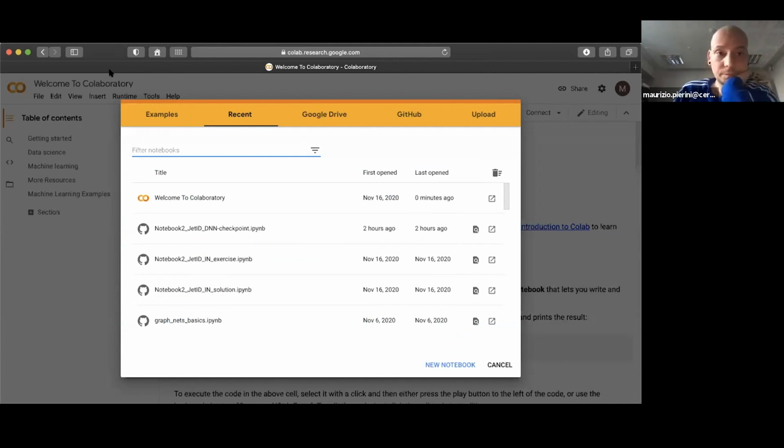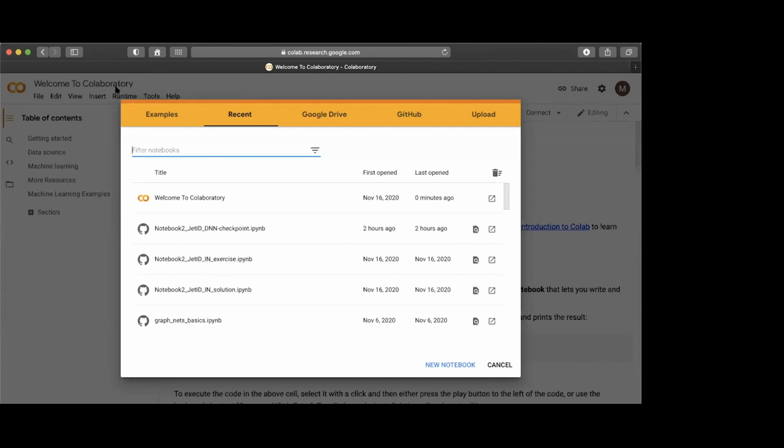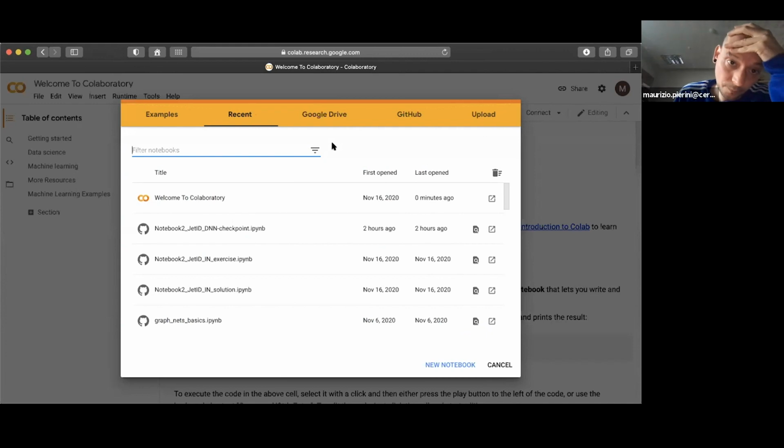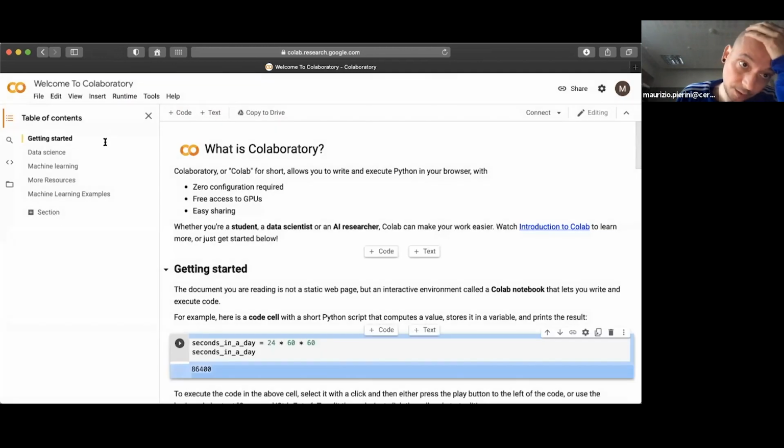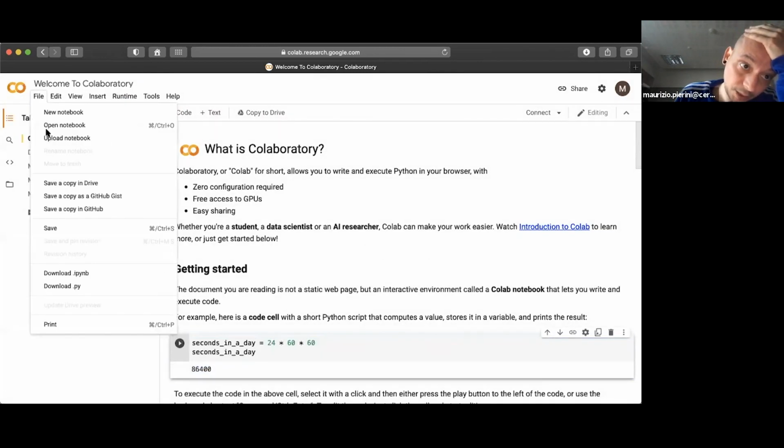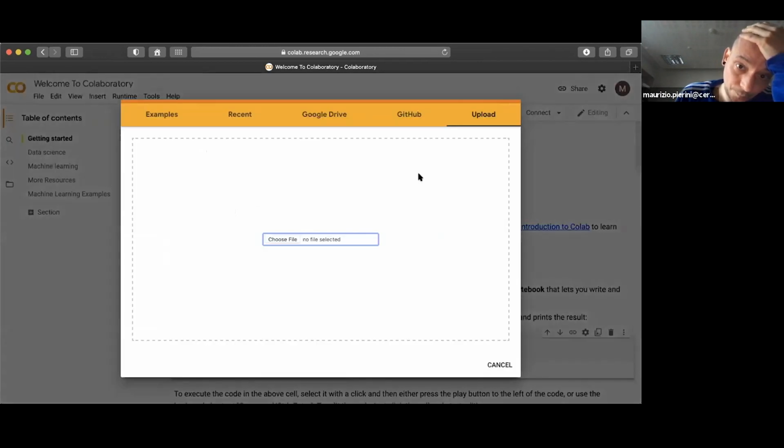So, do you see it? I guess so. Yep. So this is Colab, colab.research.google.com. If you log in there, you should get something like this. And then you can upload a notebook. And then you go under GitHub.